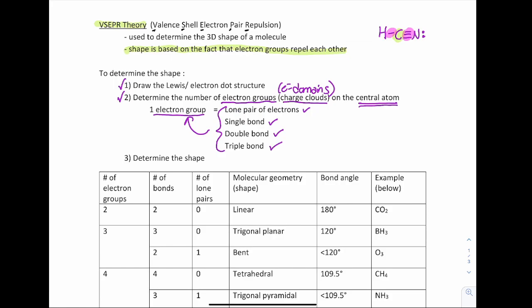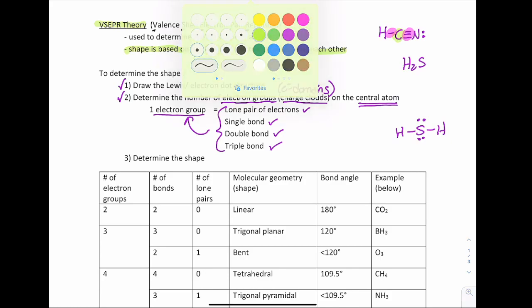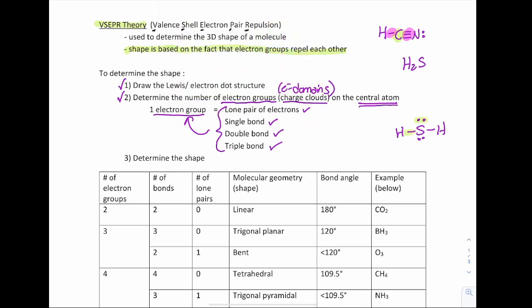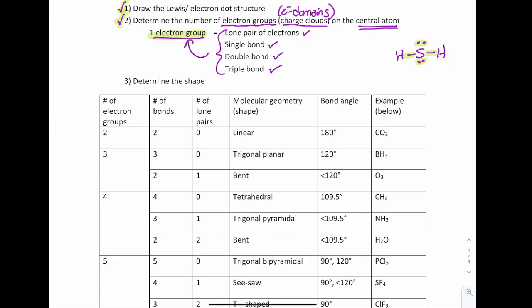If I was to look at, let's say, H2S, if I was to draw the Lewis dot structure for this one, after you go through the rules, we end up with this structure. And my central atom is sulfur. It has 1, 2, 3, 4 electron groups on it. So draw the Lewis structure, determine the number of electron groups. A single bond, a double bond, a triple bond, and a lone pair are one group each. Once you do that, you determine the shape based on those groups repelling each other.